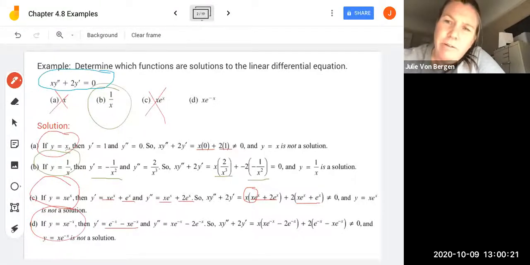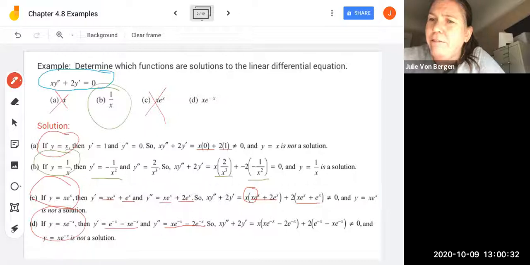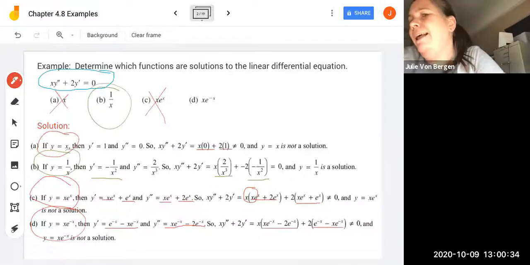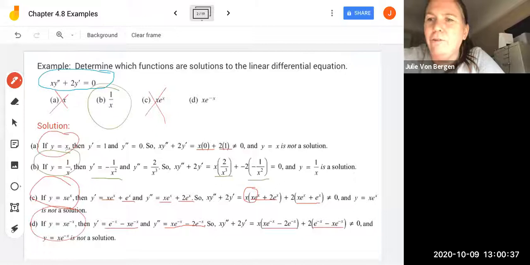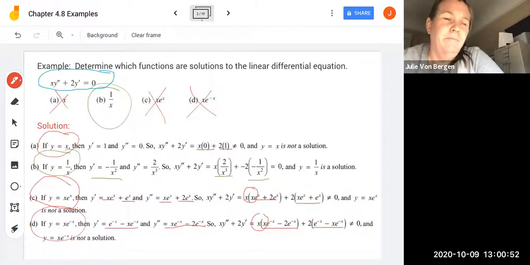And then our second derivative, using the product rule again and combining like terms, is going to be x e to the negative x minus 2 e to the negative x. So then plugging in our functions for the second derivative and the first derivative, we see, again, not 0. We're going to have an x squared term that's not going to cancel out, and some other terms that might not cancel out. So x e to the negative x is not a solution. So we found only the function 1 over x is a solution to our given linear differential equation.